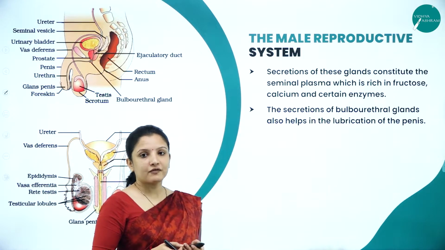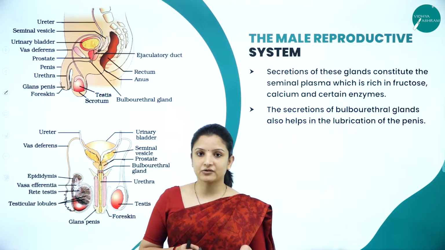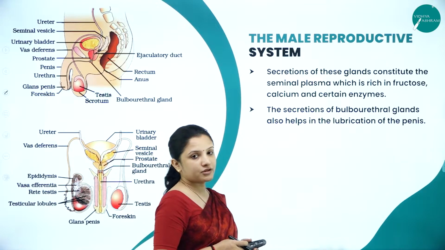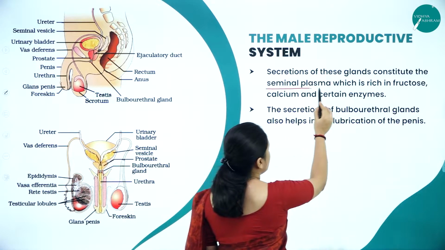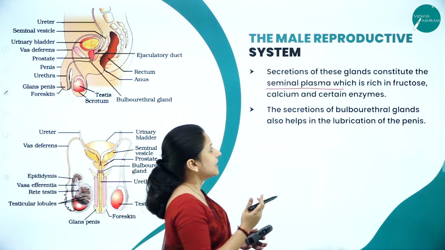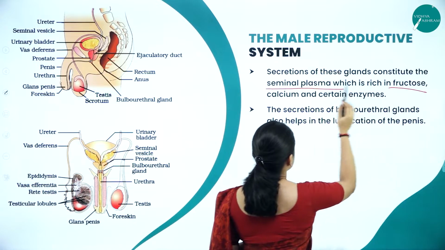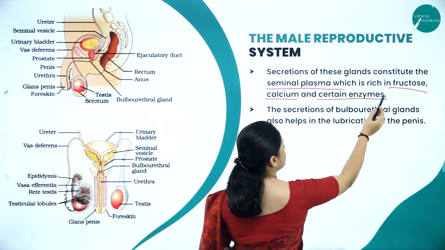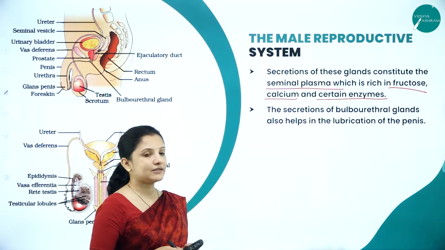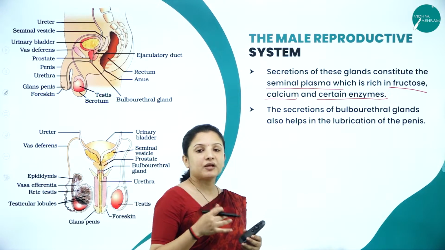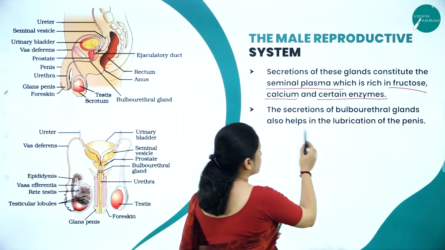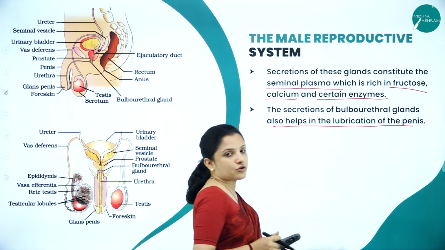And the secretions of these glands, that is the bulbourethral glands, the prostate gland and all that, constitute the seminal plasma. This seminal plasma, which is a fluid-like substance, is rich in fructose, calcium, and also certain enzymes. And the secretions of the bulbourethral glands also help in keeping the penis moist, or lubricated.